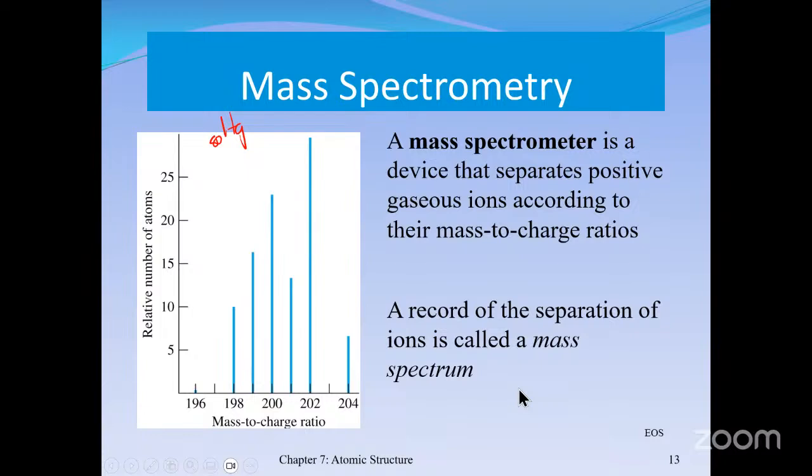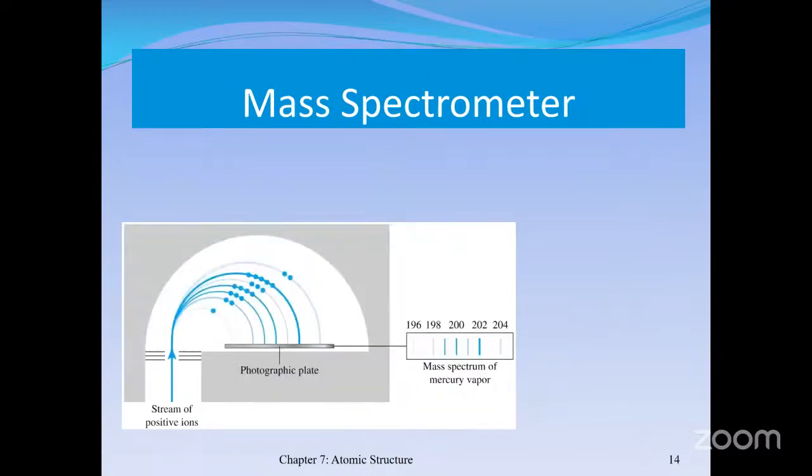Now, how do we get the mass spectrum? Basically, it's a bit complicated, but I'm just going to simplify it here. We convert the mercury atoms into ions, right? Well, first we have to convert it to a gas, because as you should know, mercury is a liquid. So we vaporize it, then we convert it to ions by knocking off an electron from it, right?